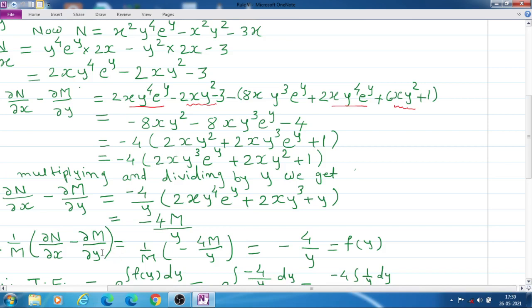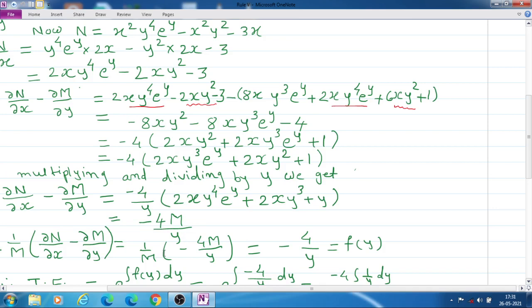So we divide this by y, so outside the bracket we write 1 upon y, but inside the bracket we multiply y by y, so that we get the terms that are in M. So we get this 2x y raised to 4 e raised to y plus 2x y cube plus y. This is nothing but the value of capital M. Therefore dou N by dou x minus dou M by dou y is equal to minus 4 into capital M divided by y.